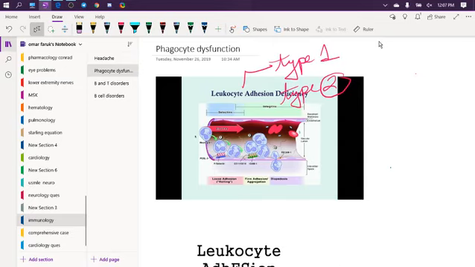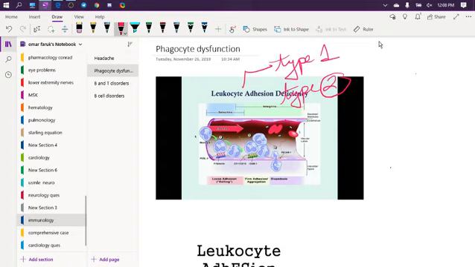We know that in leukocyte extravasation there is margination, rolling, migration, transmigration. These are the sequence of leukocyte extravasation: margination, rolling, migration, chemotaxis, diapedesis. These are the sequence of this leukocyte adhesion.